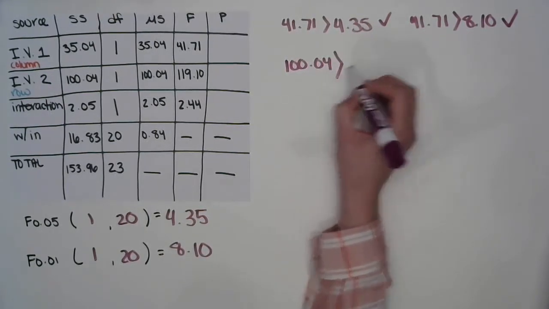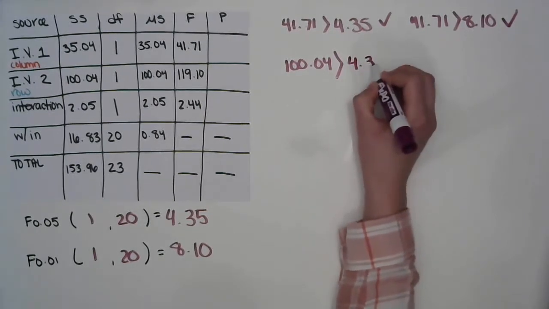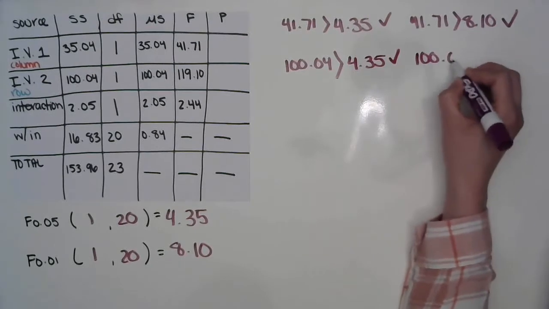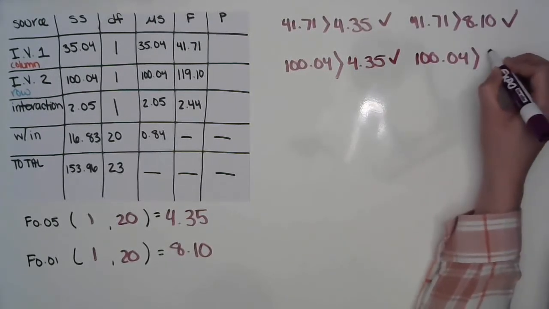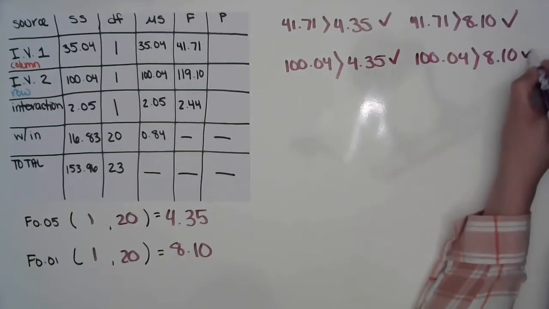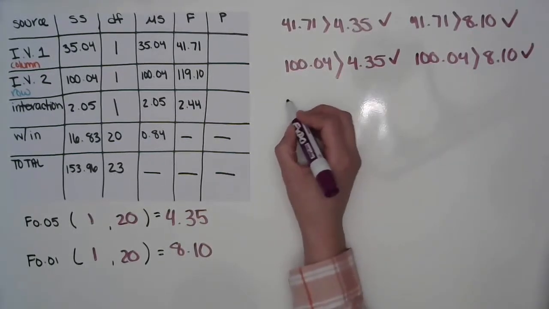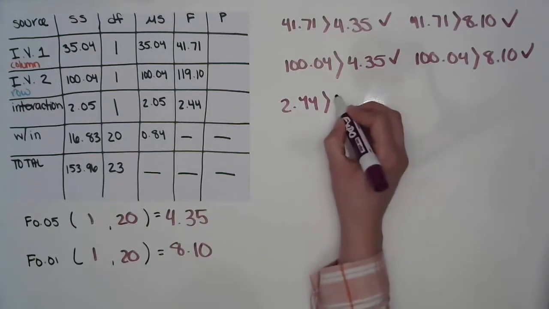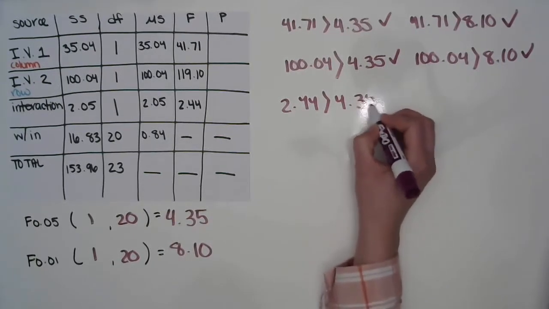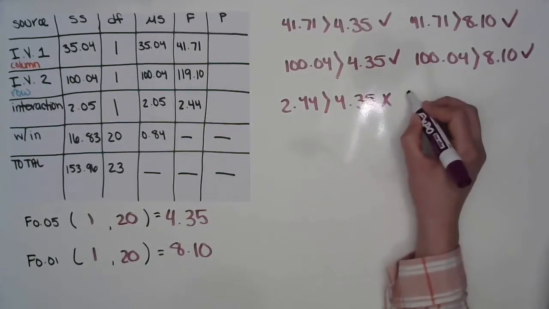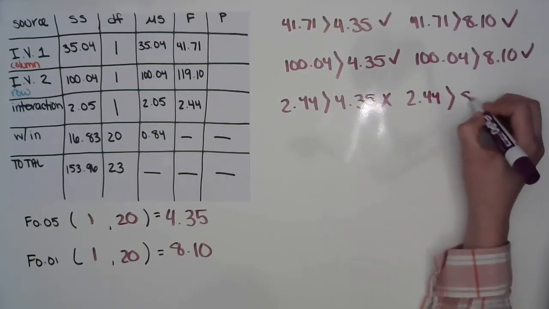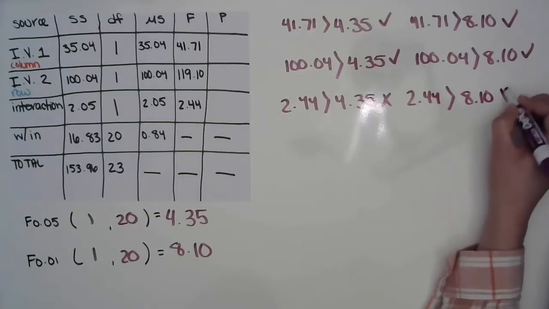Next one, 100.04. Is that greater than 4.35? Yes. Is 100.04 greater than 8.10? Yes. And then the last one, 2.44. Is that greater than 4.35? No. And is 2.44 greater than 8.10? No.